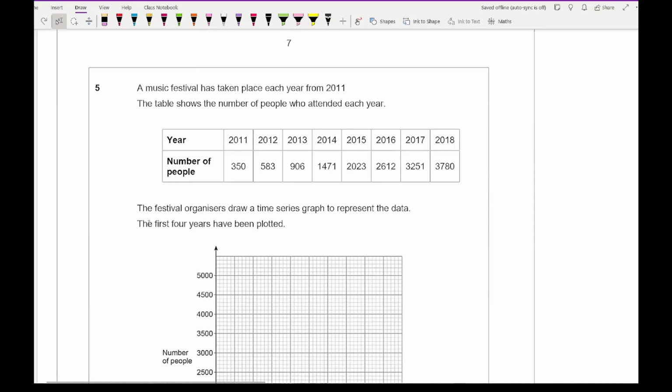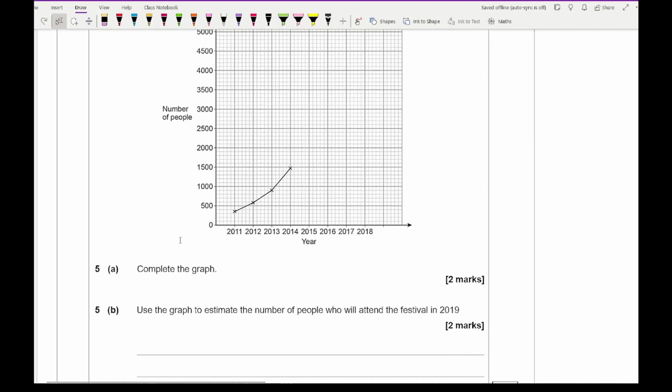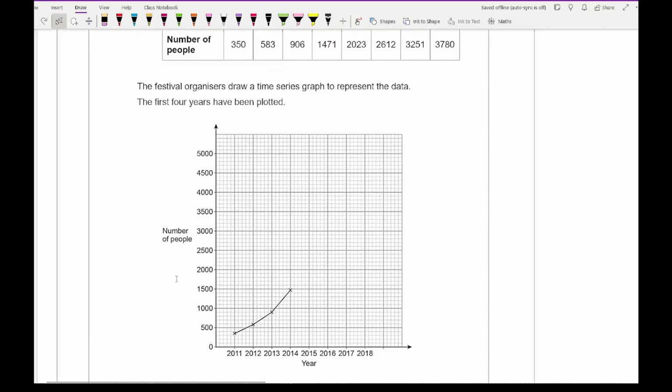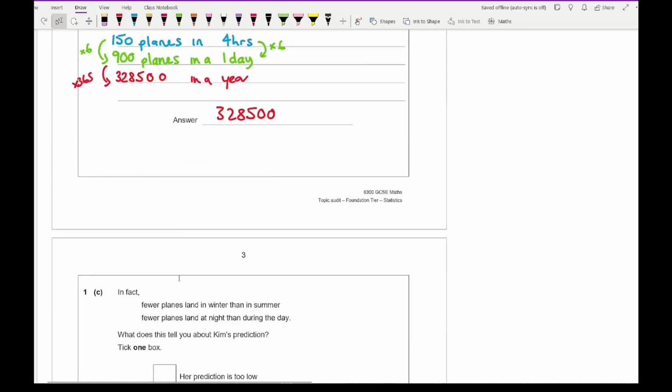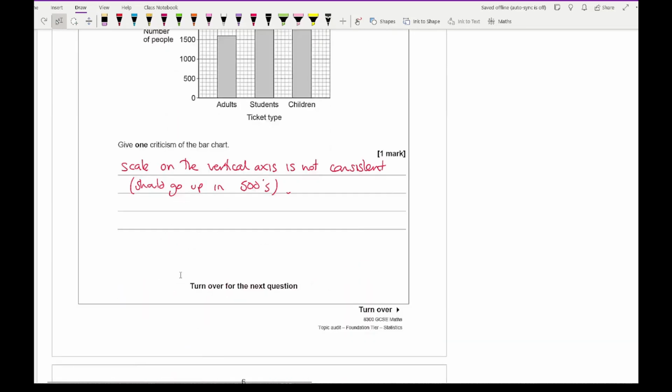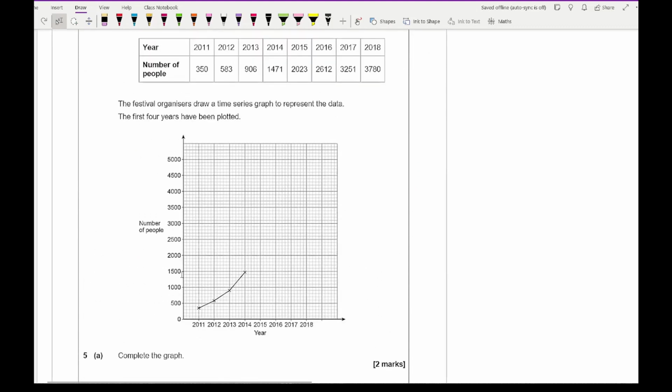Now moving on to question 5, it says a music festival has taken place each year from 2011. The table shows the number of people who attended each year. The festival organisers drew a time series graph to represent the data. The first 4 years have been plotted, and for part a it says complete the graph. So all we need to do here is basically add the next couple of years after the 4th one. So let's just go back to the question. Here we go. And you want to make sure that you can see the table. So the first 4 have been done.